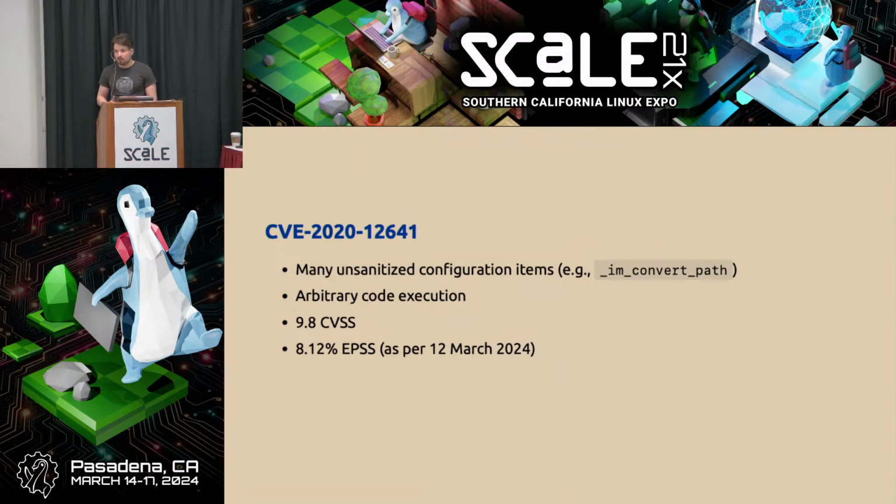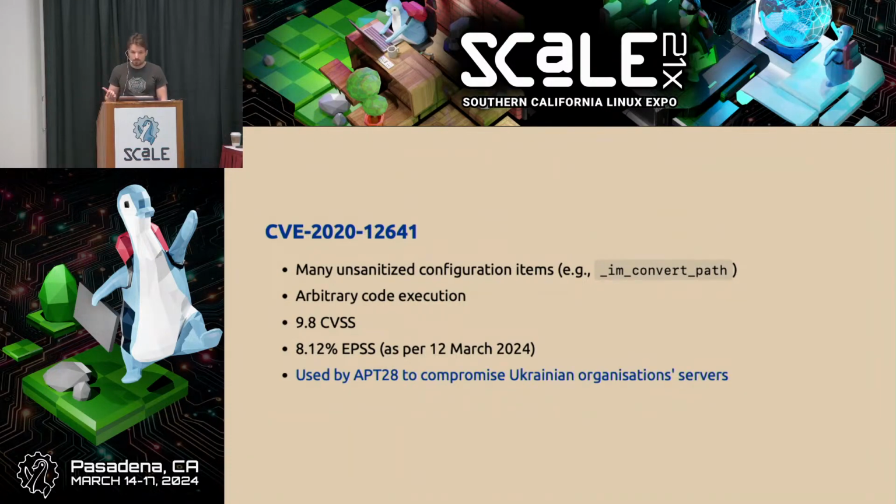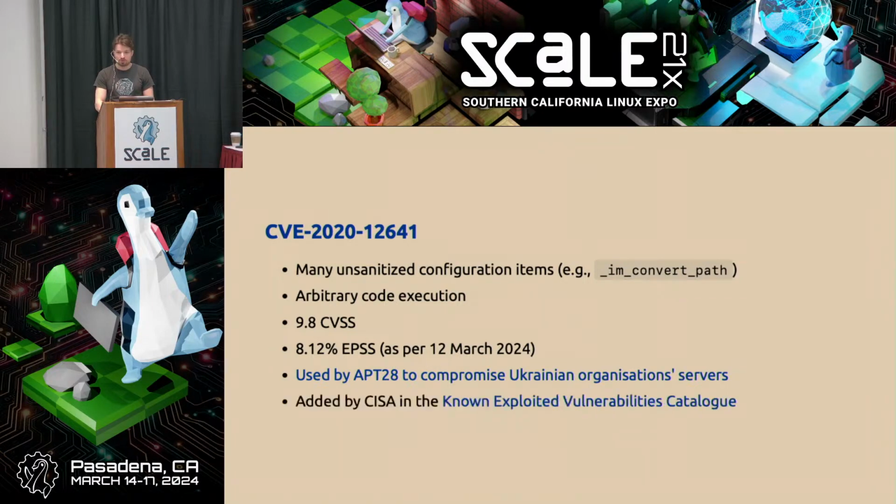So basically, if you have a vulnerable Roundcube instance on the internet, there is a high probability of you being exploited. And as previously seen during the last year, this was also used by APT28, this advanced persistent threat actor, a huge name in the bad guys scene, which compromised Ukrainian organizations' servers during the Ukraine-Russia war. It was also added by CISA, this American organization, into their Known Exploited Vulnerabilities catalog.